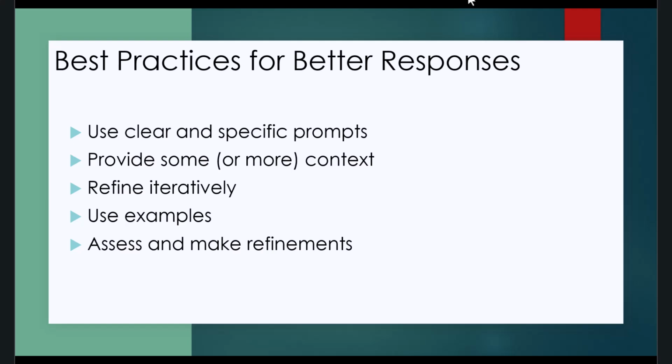Then, refine the process in an iterative fashion, continuously improving and testing prompts to identify the most effective wording and structure. Then, use some examples, providing examples within the prompt. For example, the single shot or the few shot prompt can help the model understand the desired output. And then finally, assess and make some refinements. Regularly evaluate the performance of the prompts and make the necessary adjustments to improve your response quality. And remember, in the future, regardless of the business case, we're going to need very skilled and qualified prompt engineers.